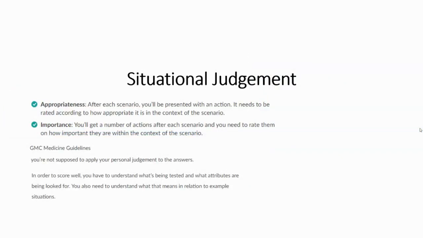The last one is situational judgment. So this is the ethical one, and that'll be used for PhD students as well. There's two types of questions. One's the appropriateness. You get given a scenario, and it gives you an action, and asks you to rate the appropriateness of the action they took. And it's basically multiple choice. And you also get one for importance, which asks you to rate the importance of the action they took.